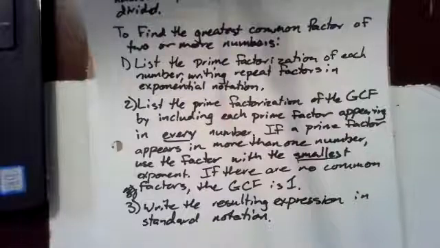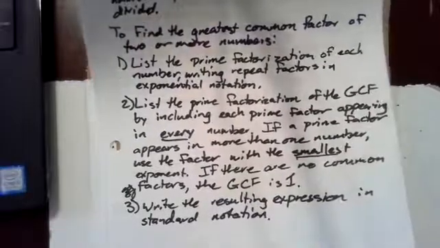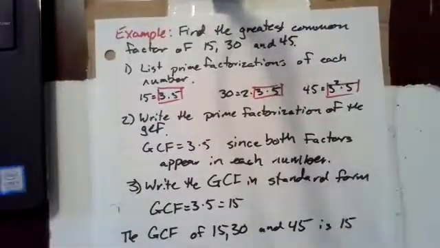If there are no common factors, the greatest common factor is 1. Then write the resulting expression in standard notation. So for example, we want to find the greatest common factor of 15, 30, and 45. So we list the prime factors of each number. 15 is 3 times 5, 30 is 2 times 3 times 5, and 45 is 3 squared times 5.